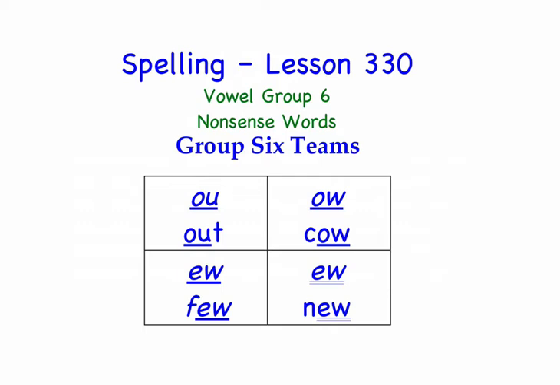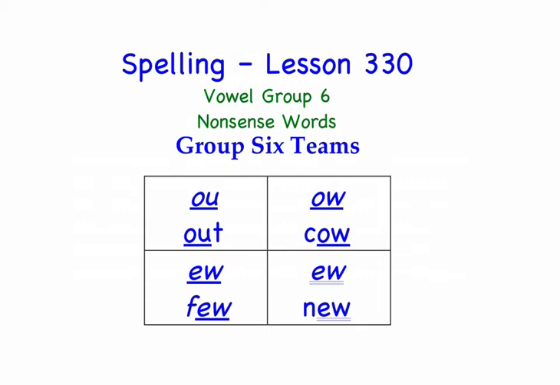We are in lesson 330. This is a lesson with nonsense words which are going to all contain vowel group 6 teams. Now, these teams in this lesson are different than the vowel group 6 teams we worked in the previous lessons. We're going to introduce some new teams here.